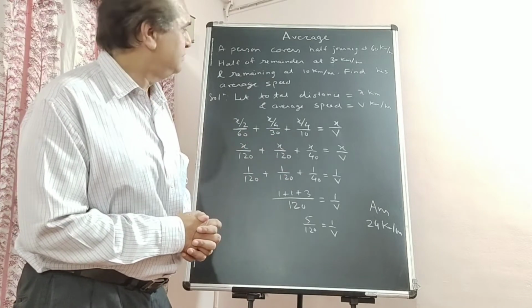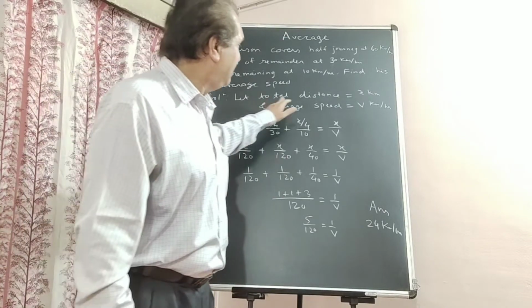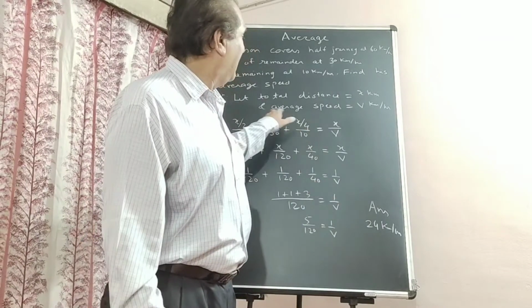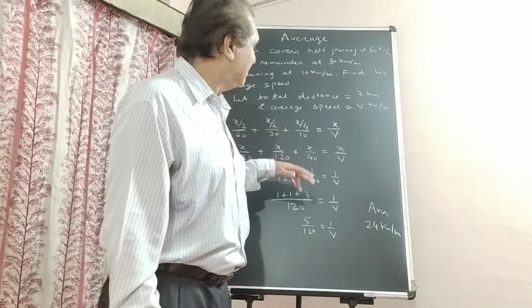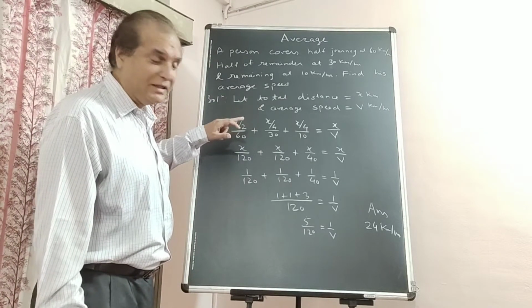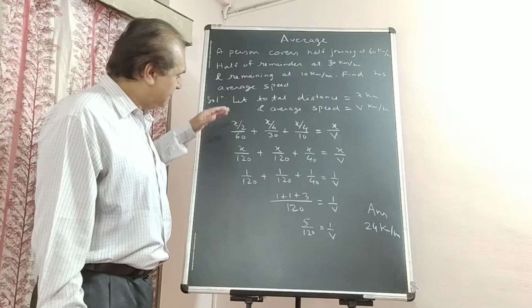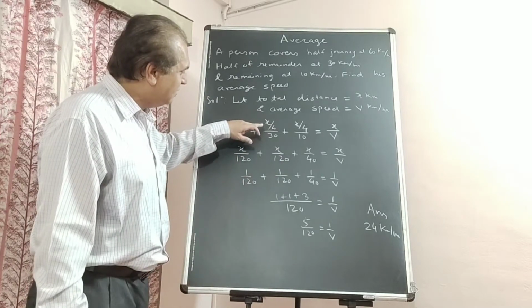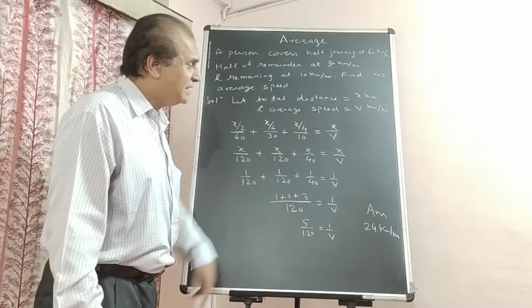What to do? We'll solve the sum simply. Let total distance be x for convenience, and average speed be v. So we'll add. The first part, half journey, x upon 2. X is total distance, x upon 2 is half distance, upon speed 60. Distance upon speed, plus x upon 4 distance at 30, and remaining also x upon 4 at 10, is equal to x upon v.